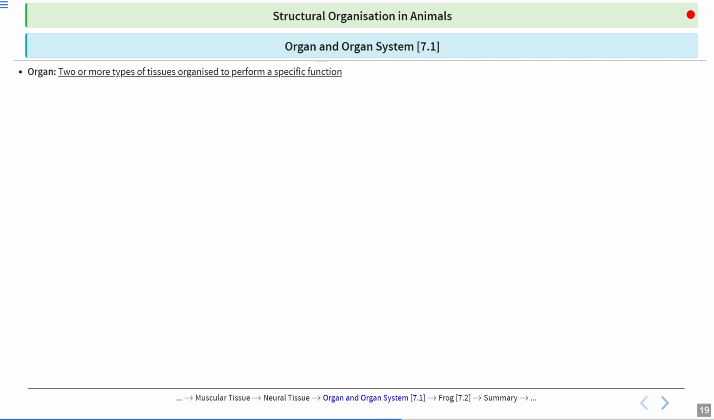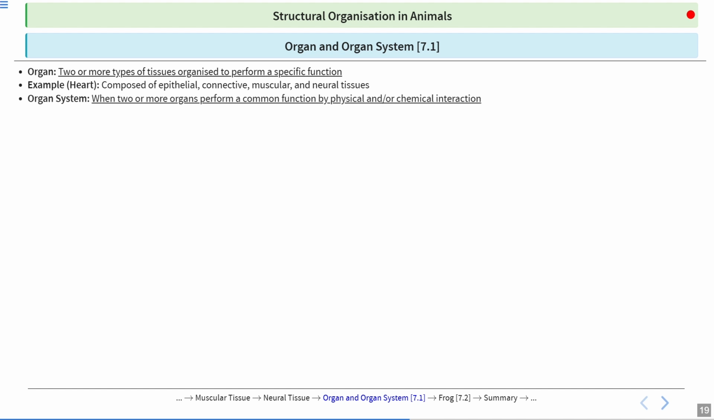Organ and organ system. An organ is two or more types of tissue organized to perform a specific function. So how is an organ formed? Many different tissues unite together to form the organ. For example, the heart is composed of epithelial, connective, muscular, and neural tissue. An organ system is when two or more organs perform a common function by physical or chemical interaction. Okay, we have the digestive system, which includes the organs stomach, intestine, liver, and pancreas. So many different organs, but they perform one function, the digestion of food, right? So this is the system.